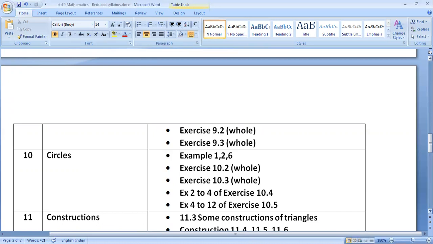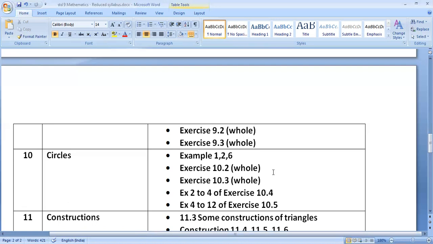172, Theorem 10.1. You have to prepare the statement. Proof is not necessary. But if you want to see the proof, stay with my channel. 173, Theorem 10.2. Statement of the theorem is important. Exercise 10.2, whole exercise is excluded. You can see exercise 10.2, whole exercise excluded.